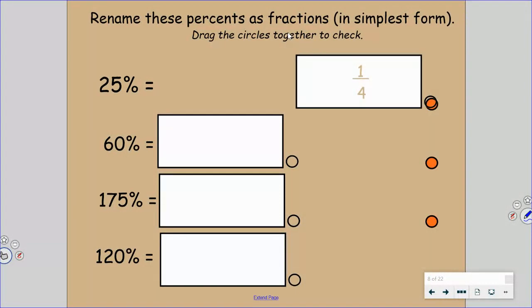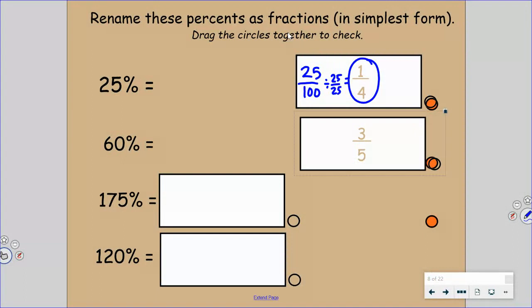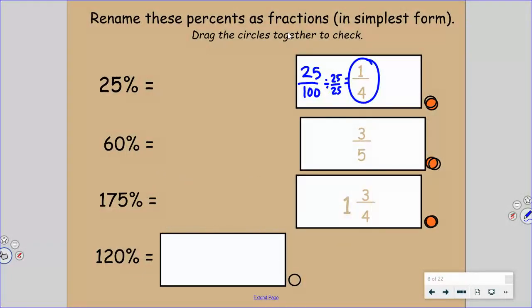So, not surprisingly, most of you have that one memorized. 25% can be rewritten as 25 out of 100. Final answer, 1 out of 4. 60%, 60 out of 100, 6 out of 10, down to 3 out of 5. 175% can be rewritten as 1 whole and 3/4.